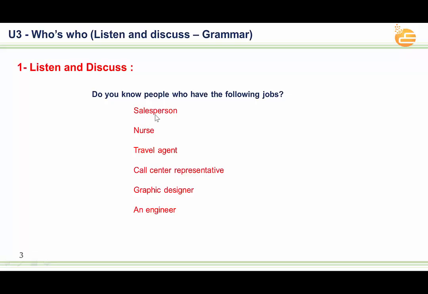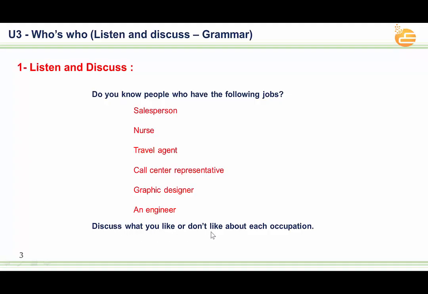Okay, so let's start with the salesperson. What do you think? Is the man who works at the supermarket, maybe the library? Okay, so salesperson. Nurse, of course, he or she works at the hospital. Travel agent, he works with those people who want to travel around the world or want to go somewhere. Call center representative, he answers the calls that come to the company. Graphic designer, he designs. An engineer, he works at a company. Okay, very nice, excellent.